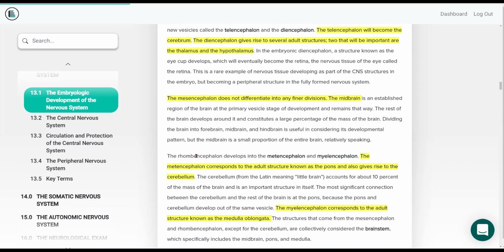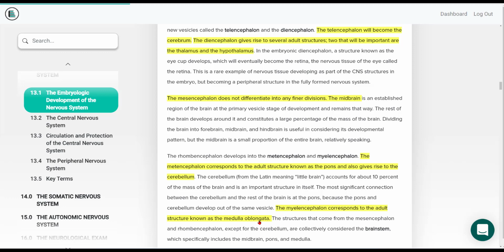And then finally, that rhombencephalon that we saw develops into two other areas, the metencephalon and the myelencephalon. Now, I know these look really, really similar to each other, and they are. The metencephalon goes on to become the pons and the cerebellum. Again, we'll label these and learn about the pons and the cerebellum. And finally, the myelencephalon goes on to become the medulla oblongata. So this is not perhaps making much sense to you yet, but it will.